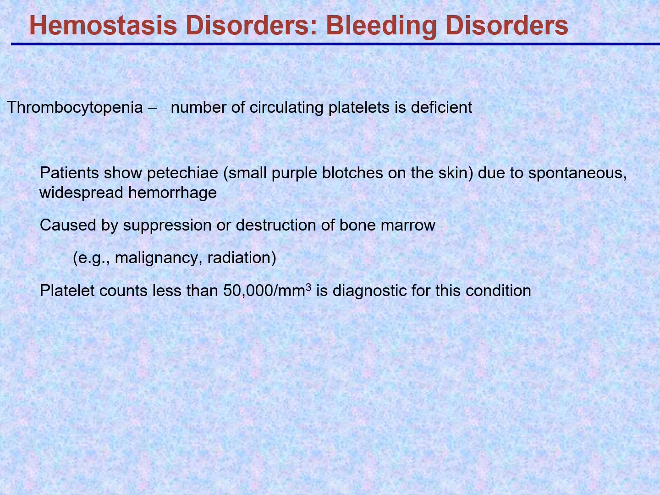Another type of bleeding disorder is thrombocytopenia, in which case the number of circulating platelets is insufficient. People who develop, for a variety of reasons, thrombocytopenia will show small purple blotches on their skin. These are small bleedings under the skin, and they're called petechiae. They're just small, tiny purple blotches all over the skin.